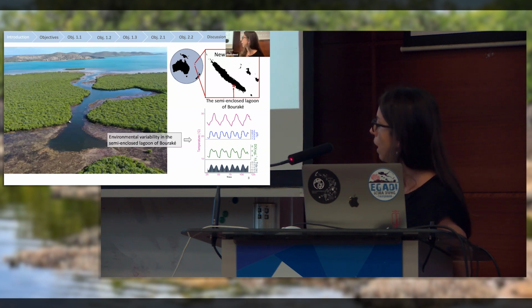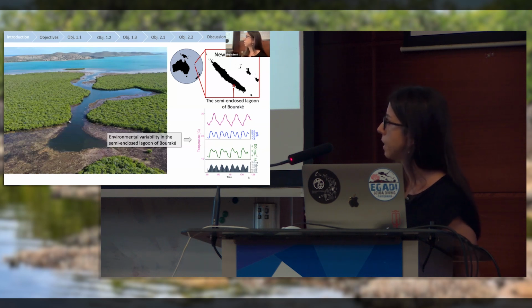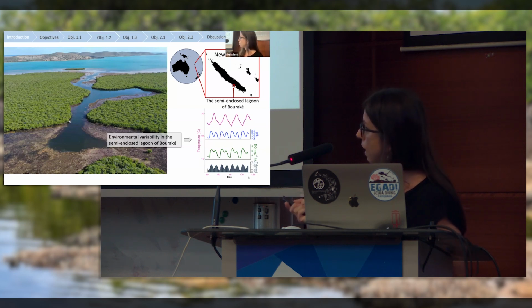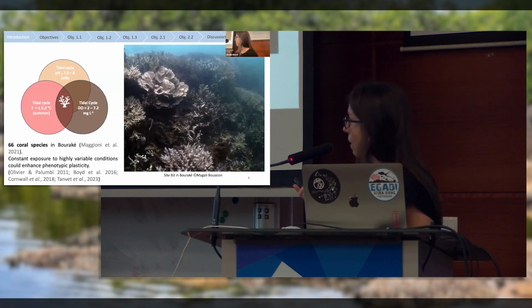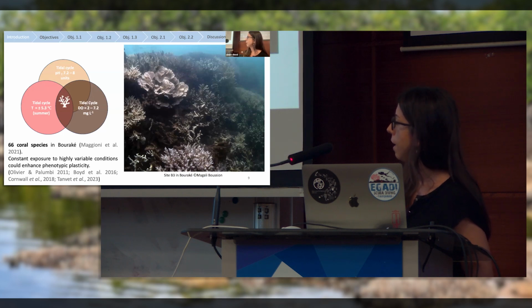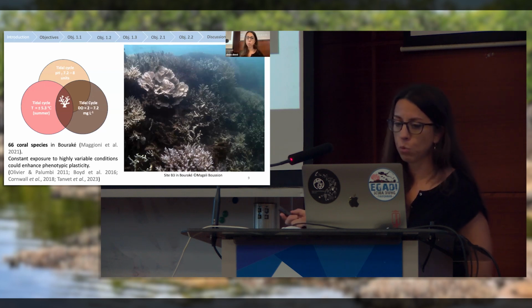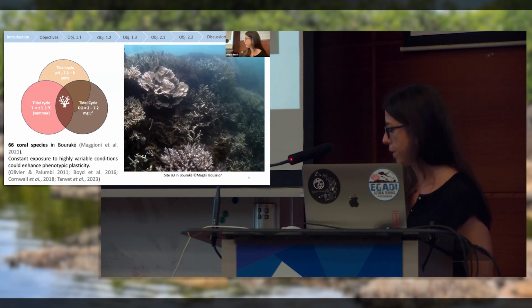That's because at high tide, new water comes inside the system and spreads in the shallow part of the mangroves, where it gets deoxygenated, more acidic, and warmer in summer. Then at low tide, that water drains inside the system and exposes corals to different water with different physicochemical parameters. As a result, the 66 coral species that have been described in the semi-enclosed lagoon of Bouraké are normally exposed to variation in pH that can go from 7.2 to 8, variation of dissolved oxygen from 2 to 7.2, and variation in temperature of up to 5 degrees, just in a few hours.